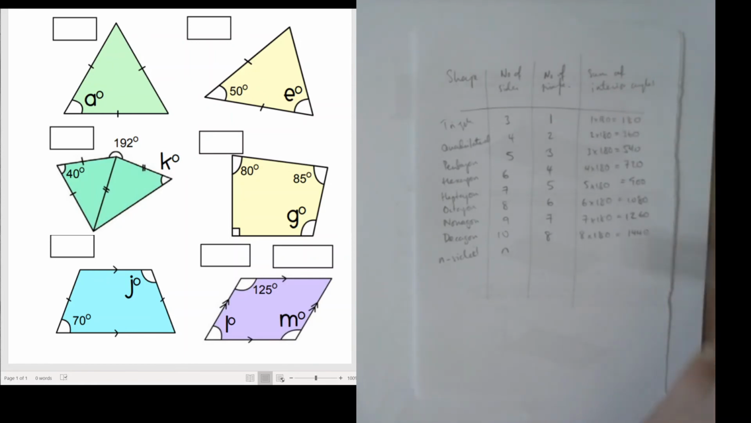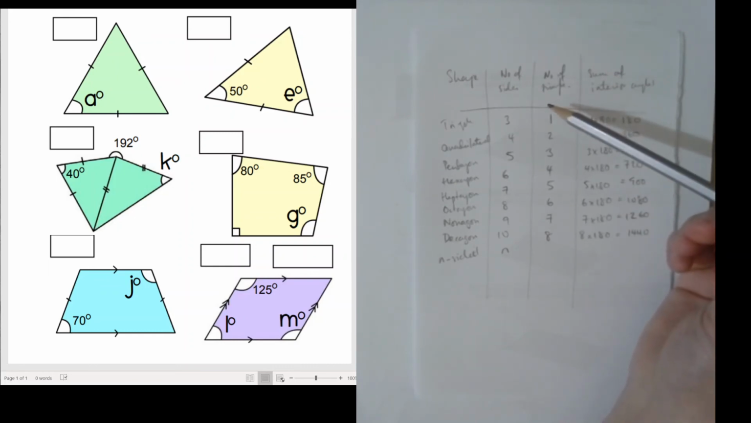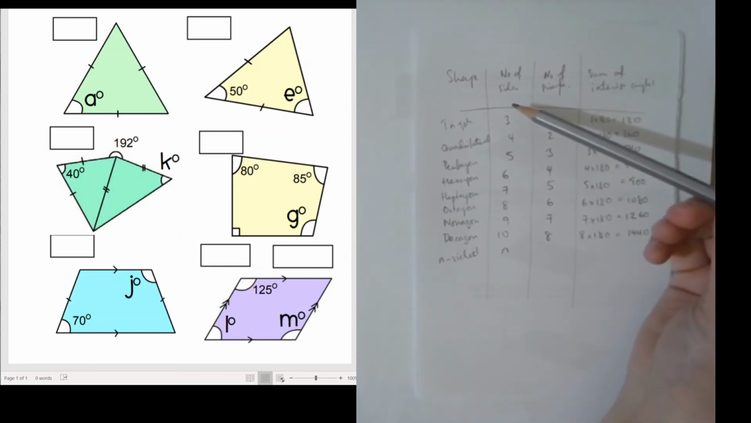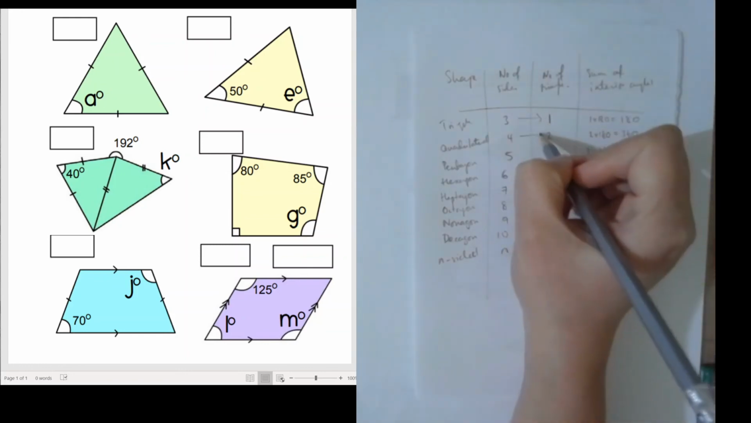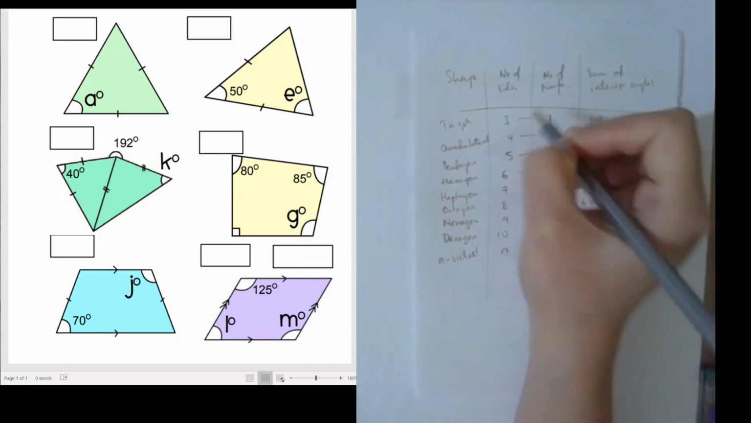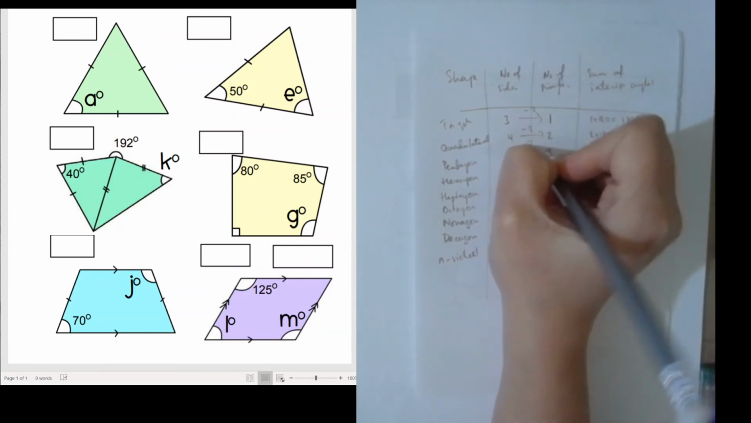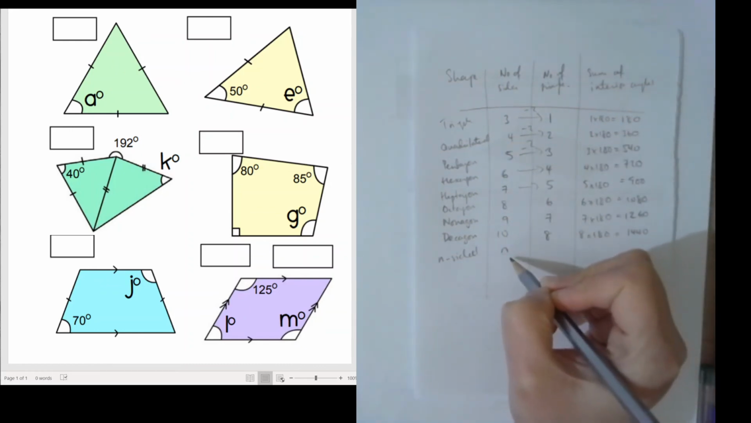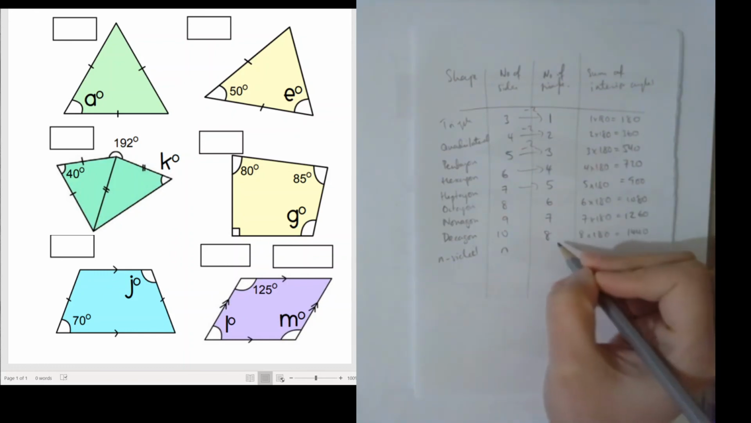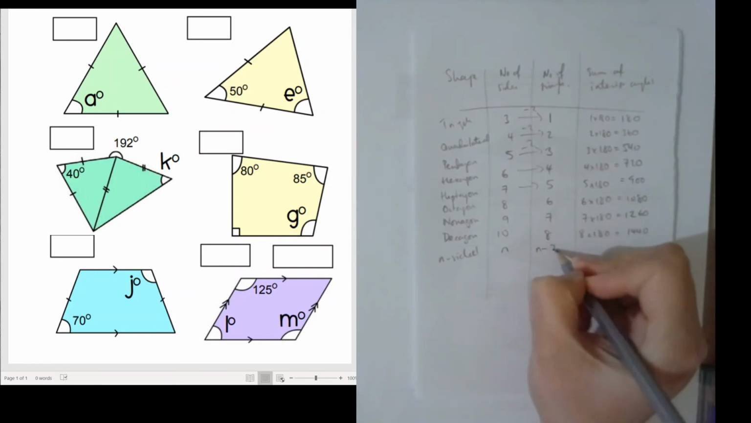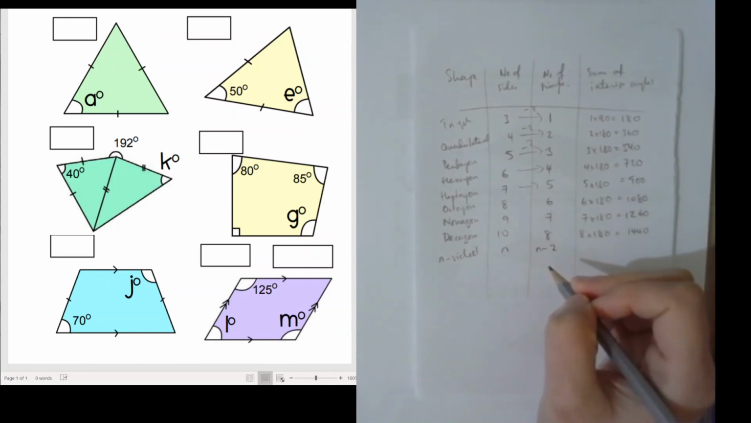Okay, so looking at this table, you should have noticed that the number of triangles, what do you do to this each time? You would take away 2, take away 2, take away 2. Okay, so if I had the nth shape, as in I'm not sure what number of sides, the way to find out the number of triangles is to take away 2 from n.